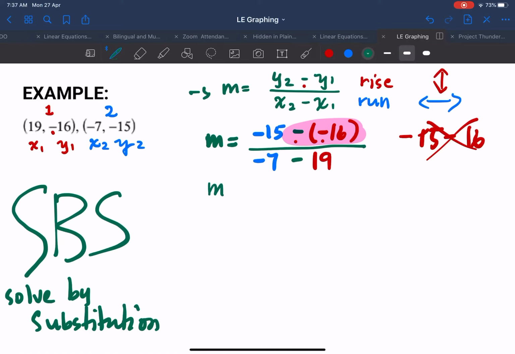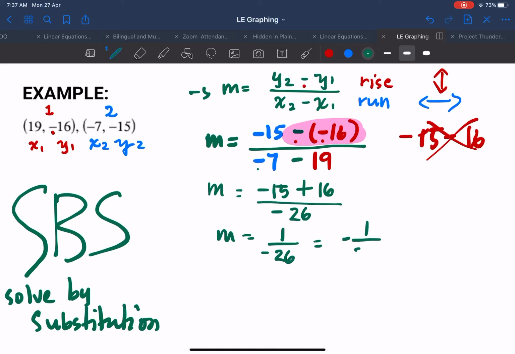So let's continue. M is equal to minus 15 plus 16. Why did it become plus? Because negative times negative gives you a positive. Remember that from our numbers unit, okay? Negative times negative is positive. Divided by negative 7 and negative 19 gives us negative 26. So m is equal to, not negative 1, 1, because negative 15 plus 16 is 1 over negative 26, which is negative 1 over 26. Okay, so this is our slope computation.